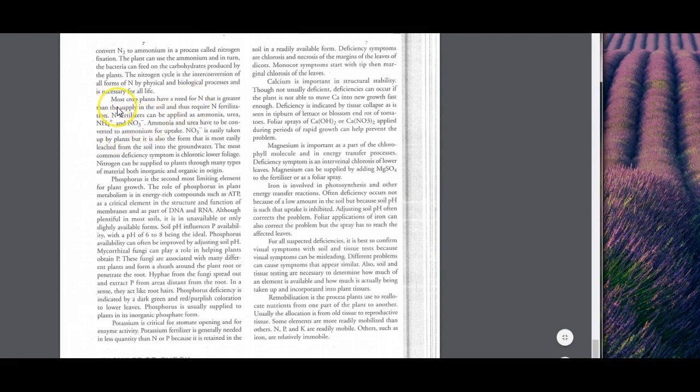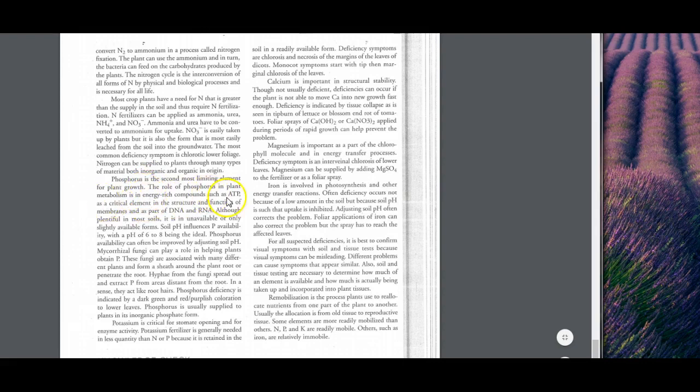Okay, so we can apply fertilizers: ammonia, urea, ammonium, and nitrate, but ammonia and urea have to be converted into ammonium for uptake. Nitrate is easily taken up, but it's also the form that's most easily leached into the groundwater. And we talked about deficiency symptoms as chlorotic lower foliage, and we can apply a lot of different types of nitrogen. And then phosphorus is our second most limiting element.